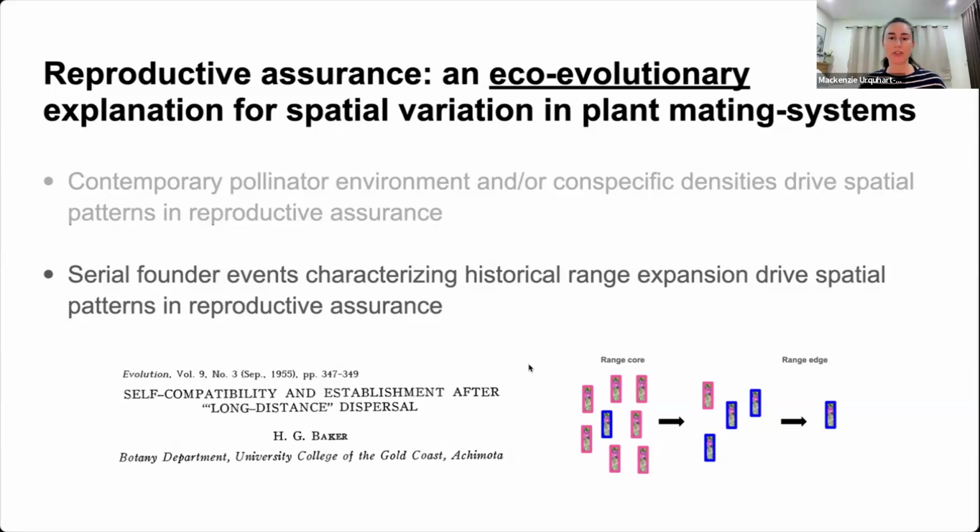While I acknowledge that these two hypotheses are not mutually exclusive, contemporary ecological explanations for spatial variation in reproductive assurance have not always been supported in the literature, and the role of historical range expansion in shaping these patterns in reproductive assurance is relatively understudied. So I'll illustrate in more detail how these demographic changes underlying serial founder events during range expansions could not only structure gradients in population density, but spatial patterns in reproductive assurance within a plant species.